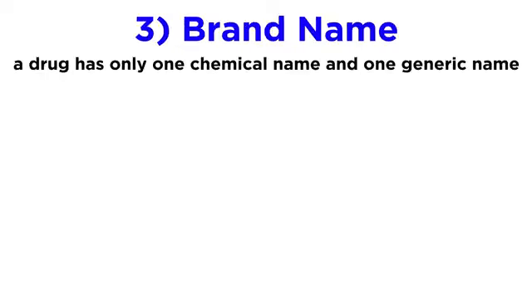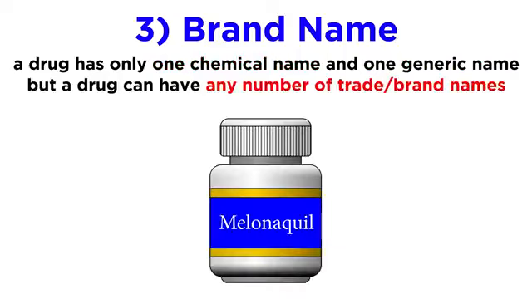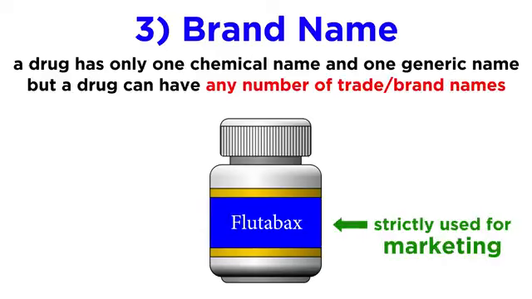Now, the third name is where it gets tricky. Whereas a drug must have only one chemical name and only one generic name, it can have any number of brand names. That's because anyone who makes the drug can call it whatever they want, and the name that is chosen is completely meaningless outside of the context of marketing.